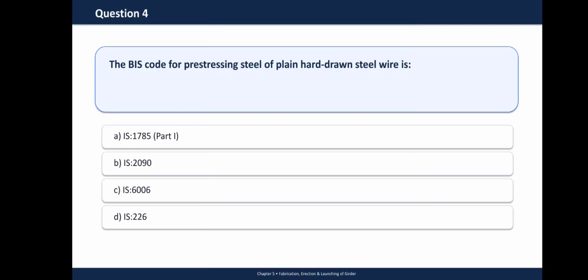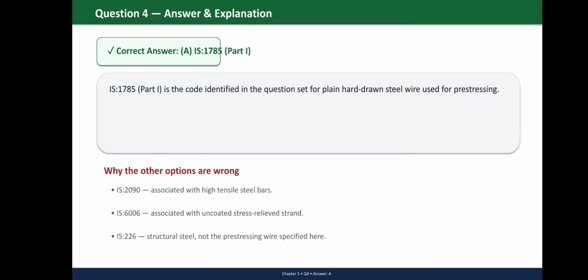Question 4. The BIS code for prestressing steel of plain hard drawn steel wire is options: A. IS 1785 Part 1, B. IS 2090, C. IS 6006, D. IS 226. Correct answer is A. IS 1785 Part 1. Explanation. IS 1785 Part 1 specifies requirements for plain hard drawn steel wire used in prestressed concrete.